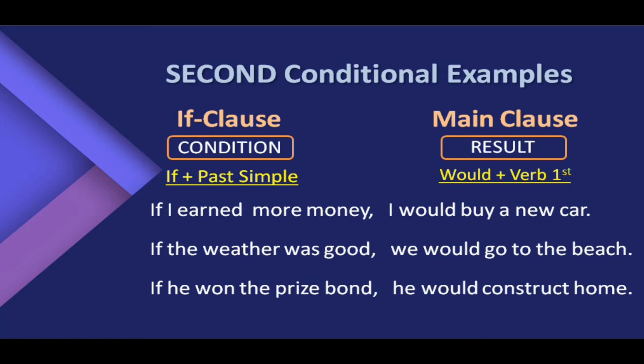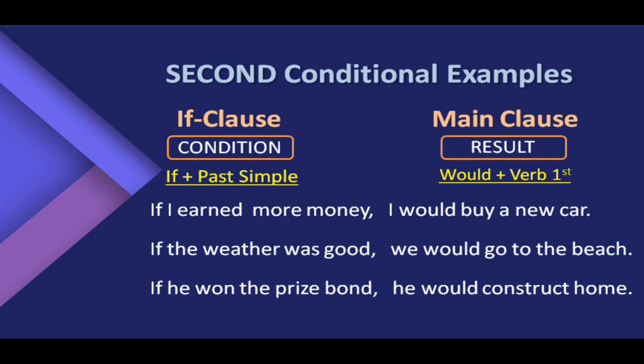Let's see the first example. If I earned more money, I would buy a new car. Here we have again two parts of the sentence. First is called the if clause. In the if clause we have the condition. The condition is that if I earn more money. And then we have the when clause. In the when clause we have the result. I would buy a new car. So the complete sentence is if I earn more money, I would buy a new car.